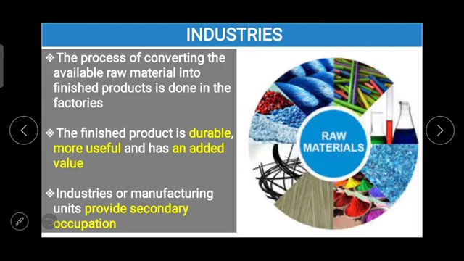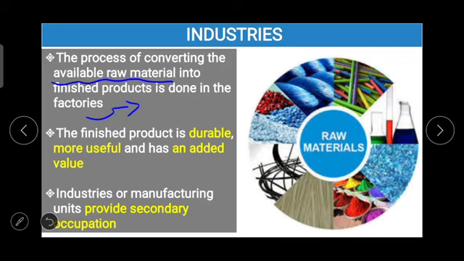Now here we are going to talk about the industries. The process of converting the available raw material, like in the first picture sugarcane and in the second one cotton, into finished product is done in the factories. What is done in the factories? It converts available raw material into finished product. For example, sugarcane is converted into sugar in the sugar factory.